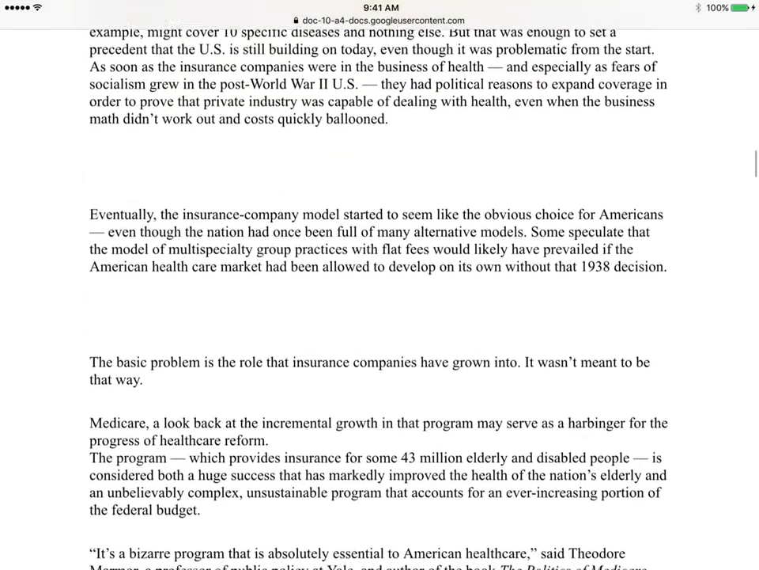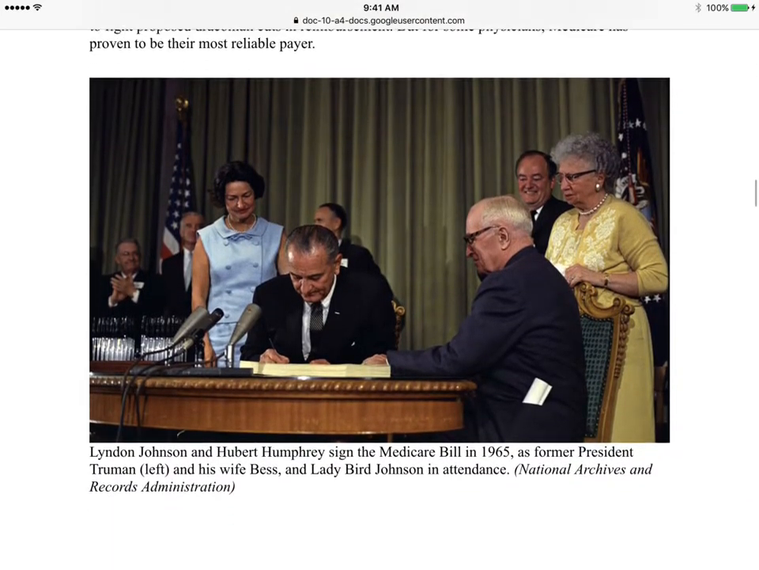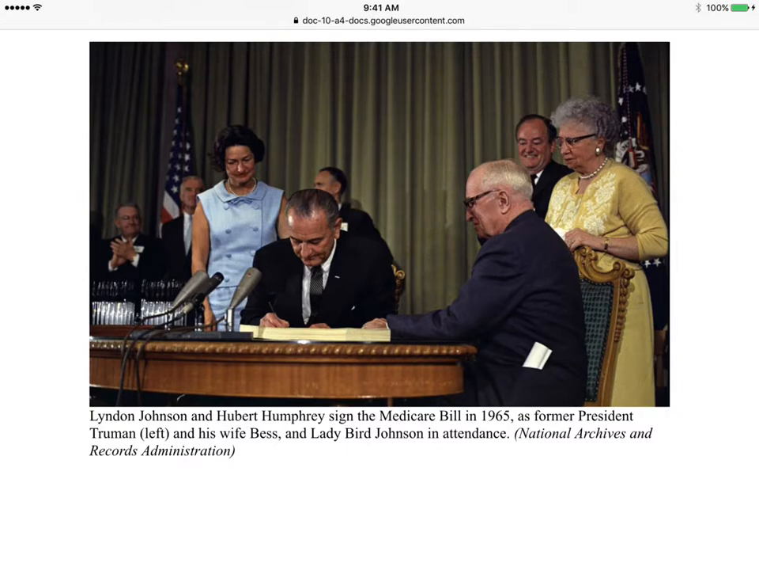So as we move forward, we take a look at Medicare, which currently is the insurance provider for some 43 million elderly and disabled adults, and many consider it to be the harbinger for the progress of healthcare reform. It's considered a huge success for this population because of the quality medical outcomes as a result. But before Medicare was created in 1965, only about 55% of seniors had health insurance, and many physicians have a love-hate relationship with Medicare, but the reality is it's proven to be their most reliable payer.